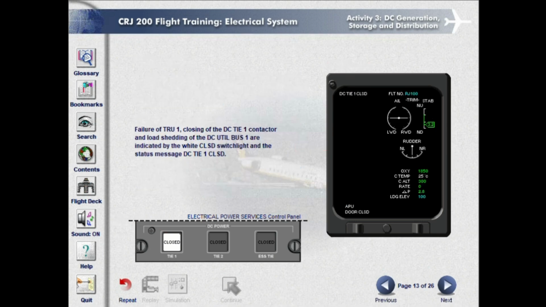Failure of TRU1, closing of the DC tie 1 contactor, and load shedding of the DC utility bus 1 are indicated by the white closed switch light and the status message DC tie 1 closed.